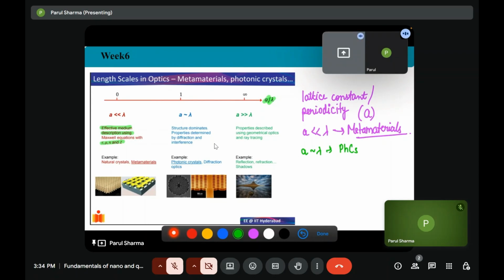And the third case is when we have A very, very greater than lambda. Then we can find the properties using geometrical optics and ray tracing. So for example, reflection, refraction.